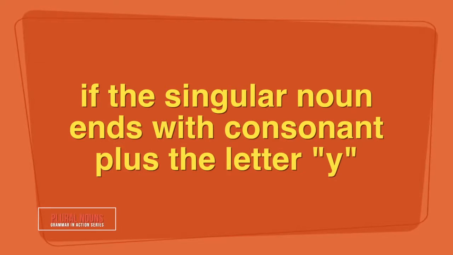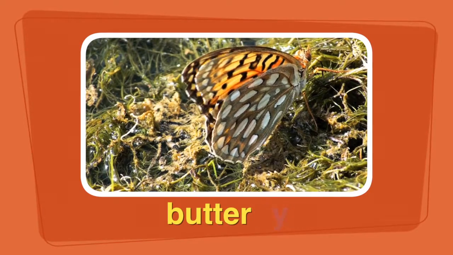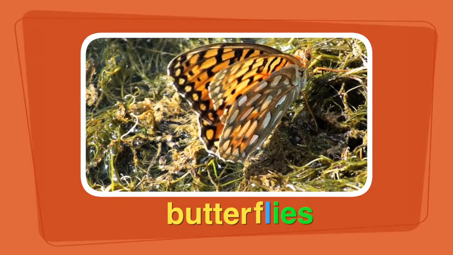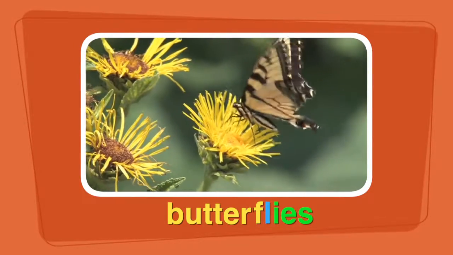If the singular noun ends with a consonant plus the letter Y, like the word butterfly, change the Y to IE and add an S to make it plural. The butterflies got nectar from the flower.